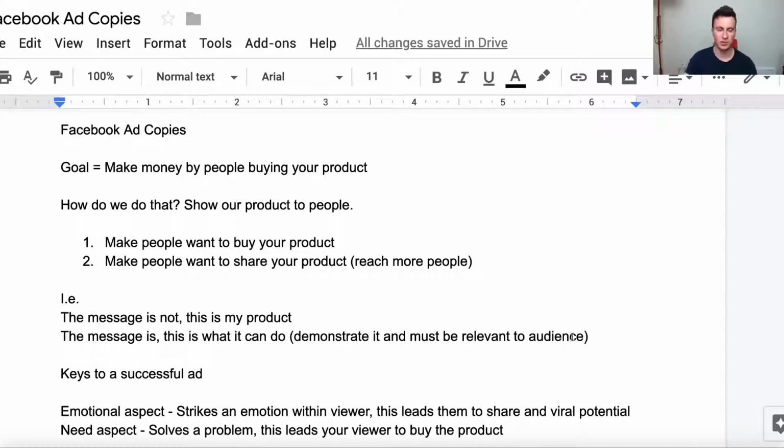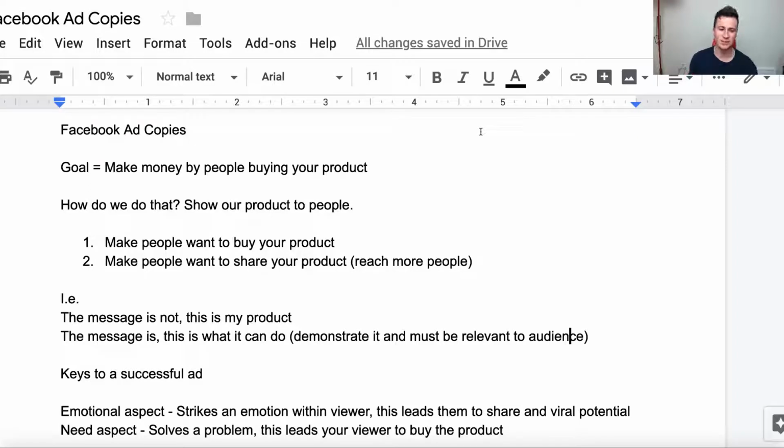So I've got some ads which we're going to go through in a second, but if you can actually demonstrate the product and show them what it can do for them, as long as it's relevant to the audience as well, so you've got good targeting, then it's going to accomplish those two things. It's going to make people want to buy it because it does something for them that's relevant for them, whether that's solve a problem, make them look fashionable, whatever it is. And that's actually the easiest thing to do.